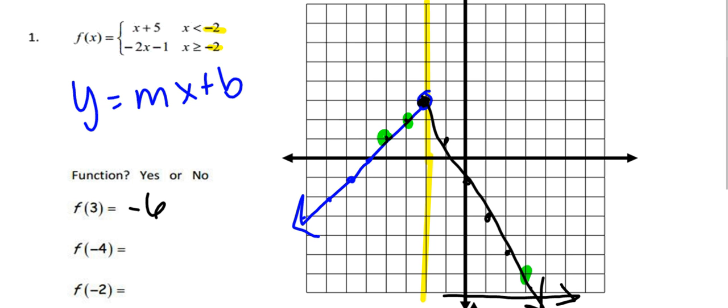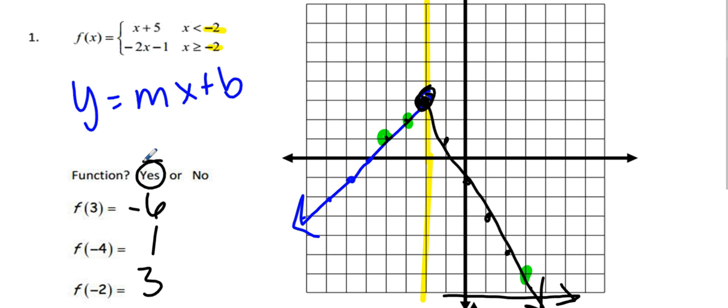So I have negative 4 is 1, and then negative 2. I'm sorry, negative 2 is right here, which is 3. So it says, is it a function? It is a function because if we do the vertical line test, it doesn't hit the same point.